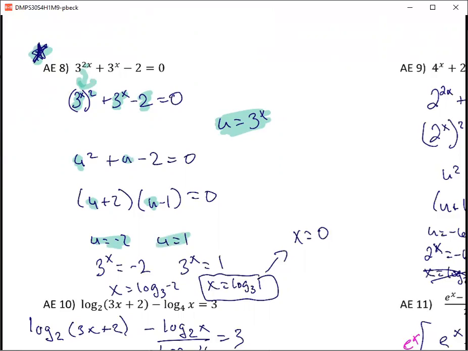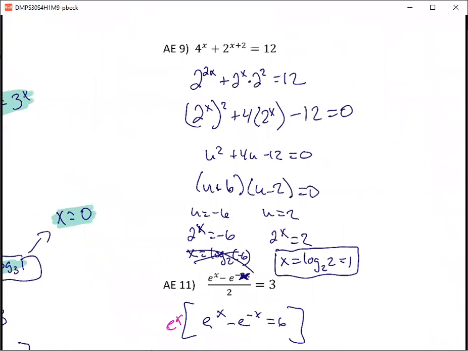Now, in doing so, one of the things that we have to remember is we're not really solving for u, we're solving for x. In order to solve for x, we have to resubstitute and then take log base 3 of both sides. If you notice, log base 3 of a negative is no bueno, so x is log base 3 of 1, which we can simplify as 0.